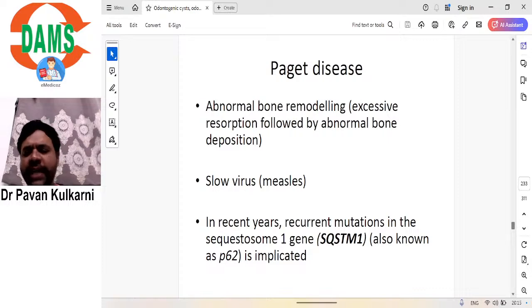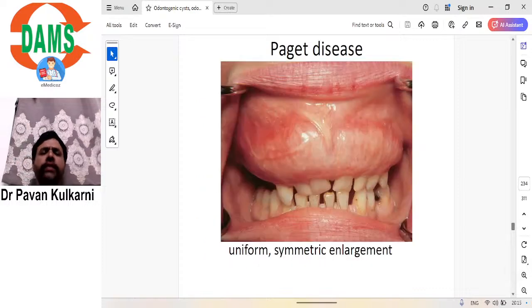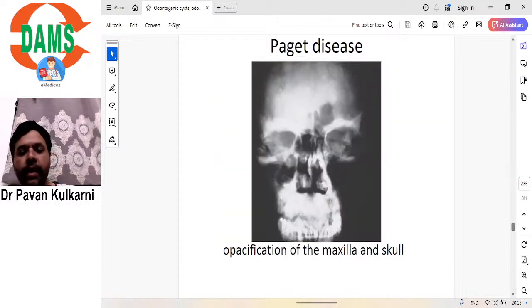Okay, now moving on to Paget disease of bone. This is another important disease, one of the important conditions of bone, where you see uniform symmetric enlargement of the maxilla. Typically again the maxilla is involved, but there will be bilateral involvement, and this is called leontiasis ossea, lion-like face appearance. This is an important radiograph where you can see cotton wool appearance of the skull as well as the maxilla. The cotton wool appearance is because of the radio-opacity that you see in Paget's disease.